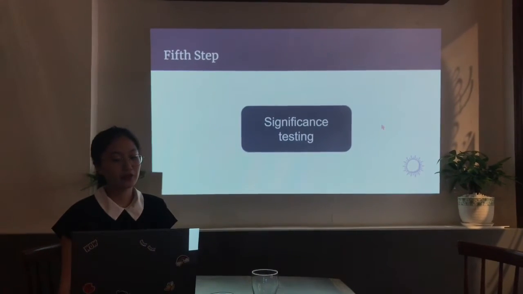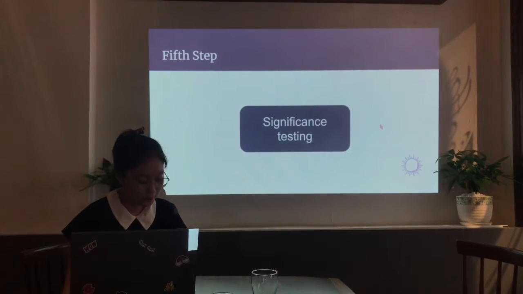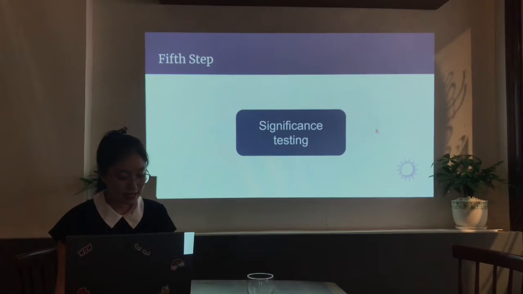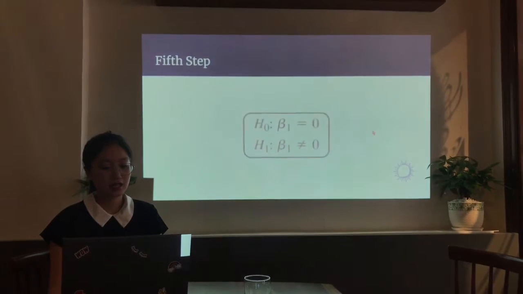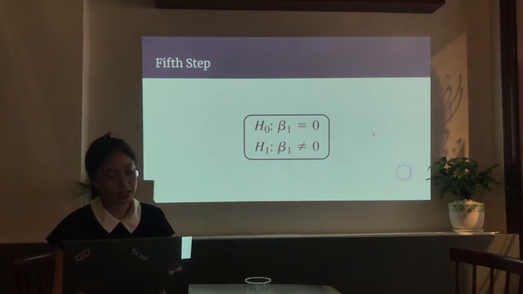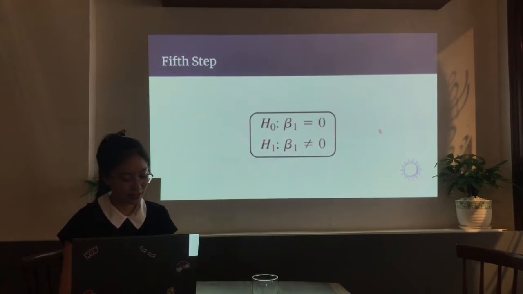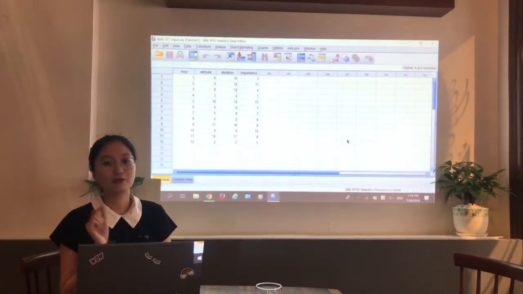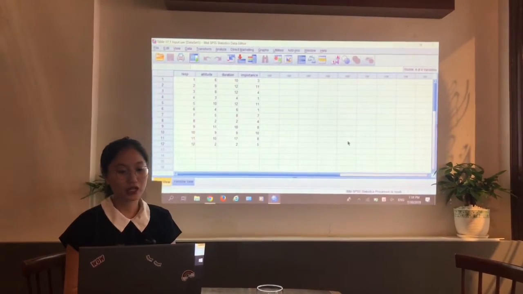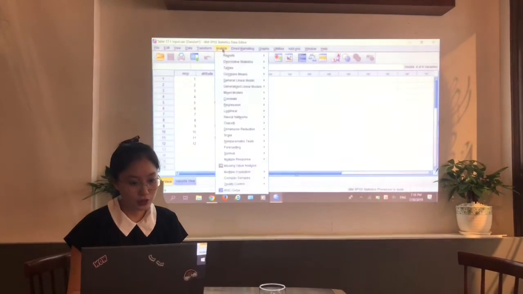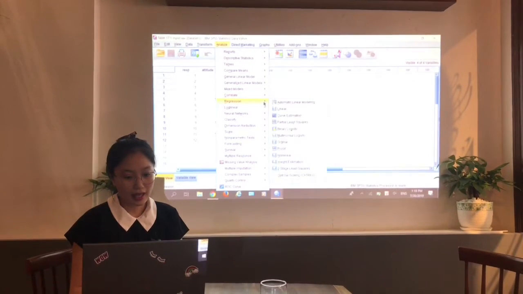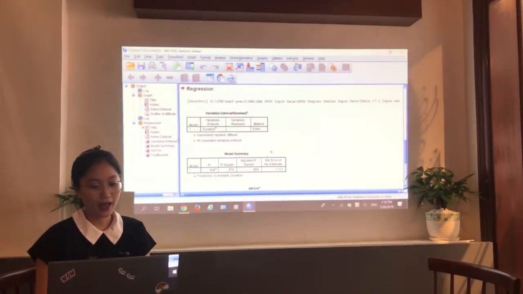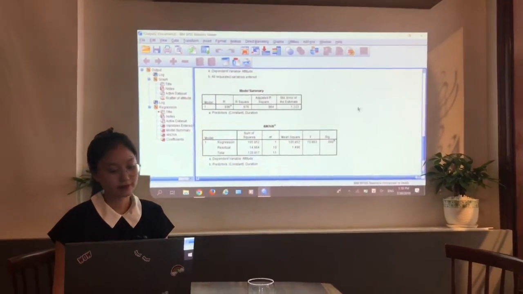And now let's jump into the fifth step, which is significance testing. The statistical significance of the linear relationship between X and Y may be tested by examining the hypotheses. The null hypothesis is H0 and the alternative hypothesis is H1. And now let's figure out how to do the regression in SPSS. With the same data, we choose Analyze, Regression, and Linear. With the same dependent and independent variables, we will get these tables.